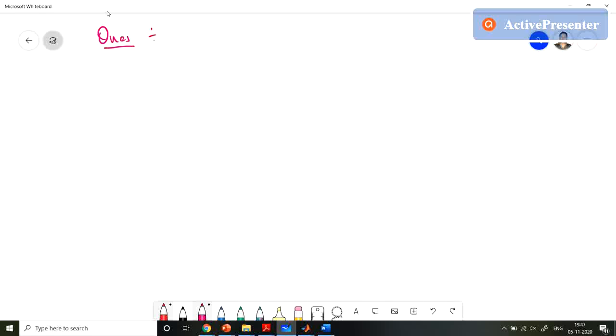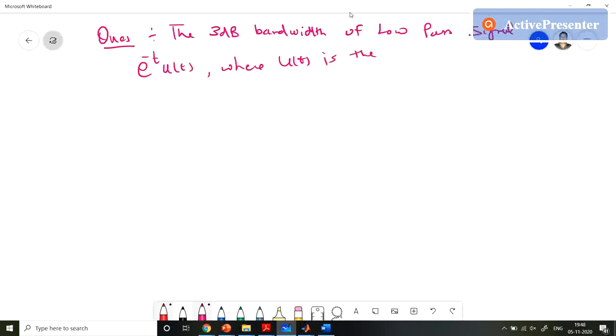So let us solve another problem. The 3 dB bandwidth of the low pass signal e raised to the power minus t into u(t), where u(t) is the unit step signal, is given by... Find out the 3 dB bandwidth of this low pass signal.